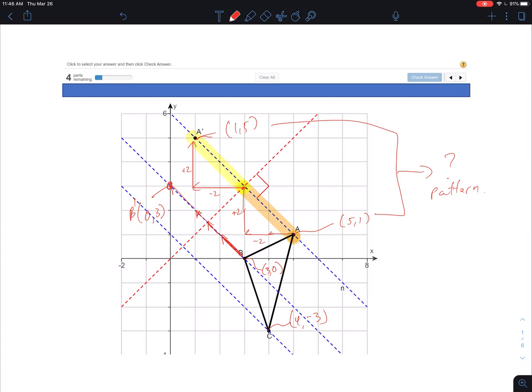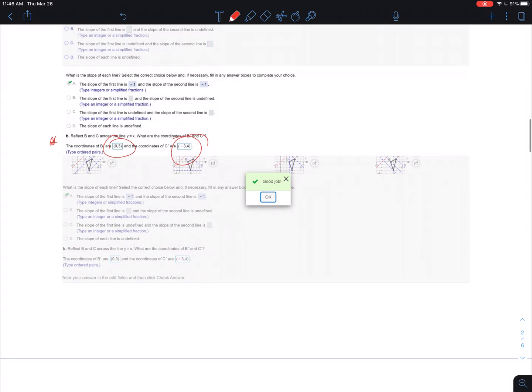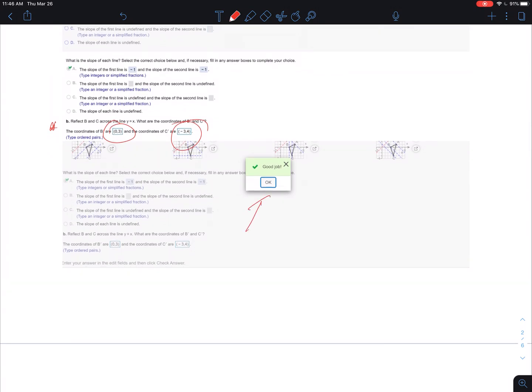Well, let's see. Where is C prime going to end up? Maybe you can tell me if you already see the pattern. So, did I get it right? Yes, I did.